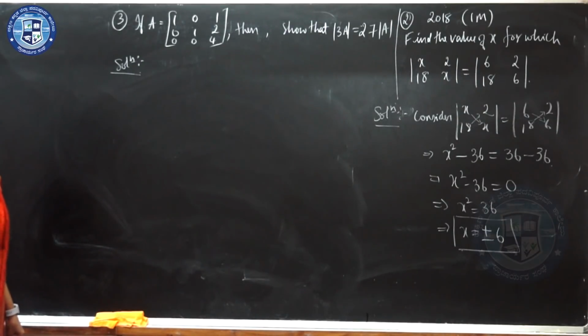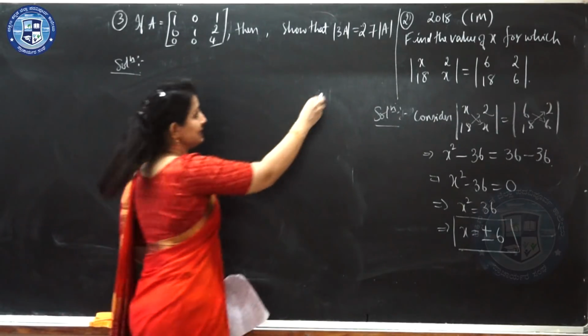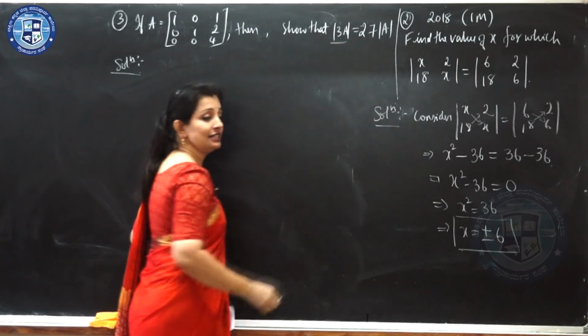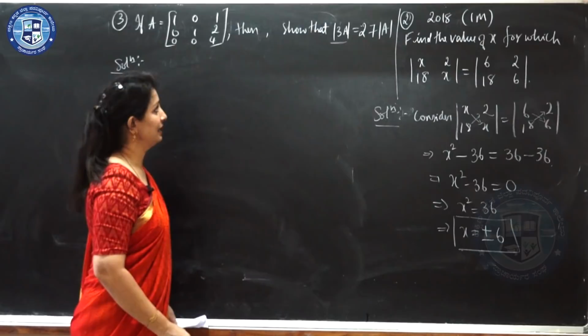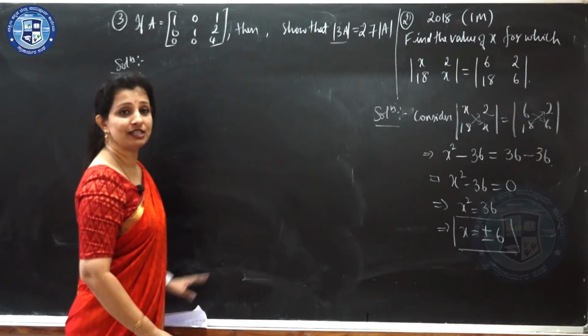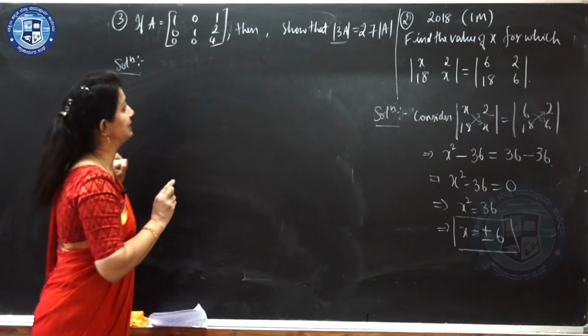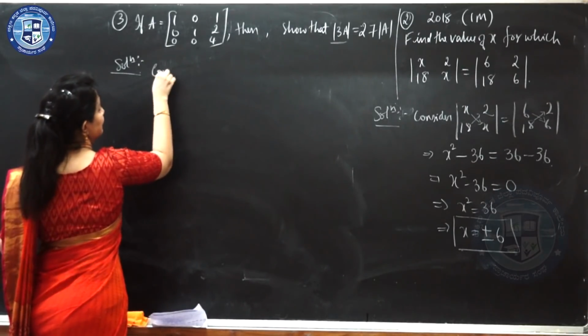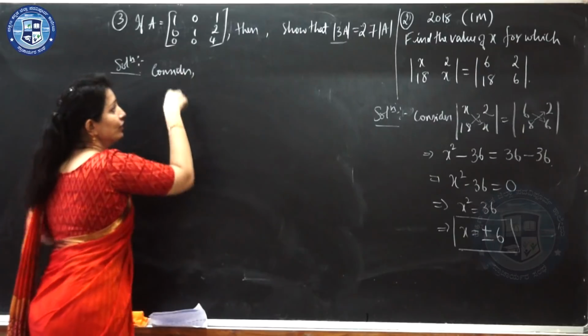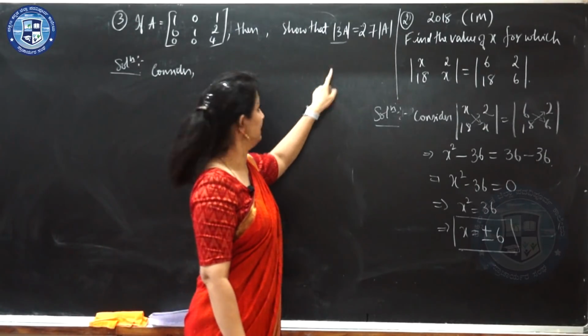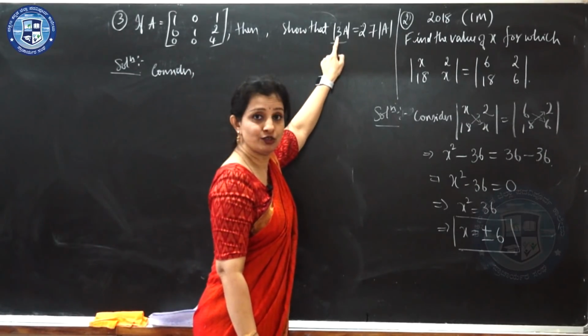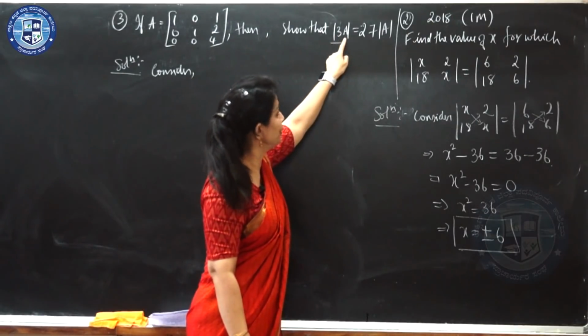Look at that. First, matrix A is given. In this LHS, we have determinant of 3A. Determinant of 3A means first you need to multiply 3 to the matrix A, then find the determinant. So, solution. Consider first, according to the question you have to proceed. So, here the question is to find 3 into A.